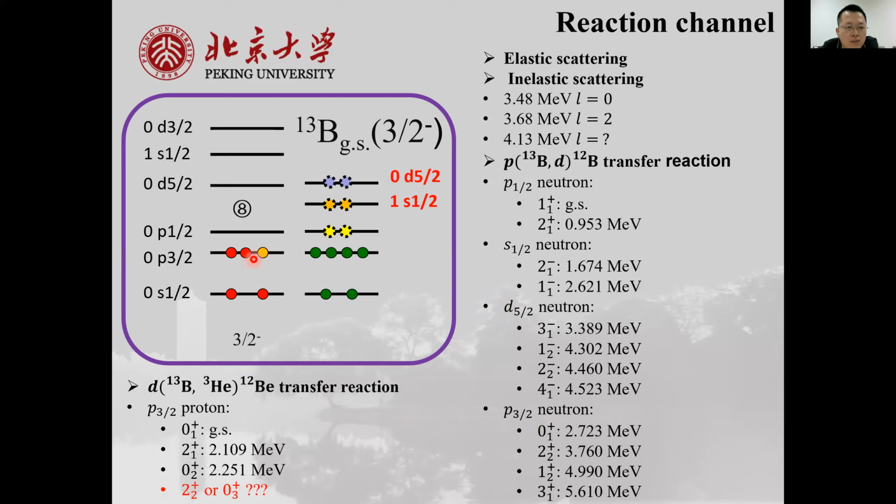If we consider the proton configuration, we can have the (d,helium-3) reaction. We might transfer a P wave proton. That will naturally give us the positive parity states of boron 12. We should be able to observe the ground state and the first 2 plus and the second 0 plus state. We might even be able to find the third 0 plus or the second 2 plus state. We don't know exactly where they are.